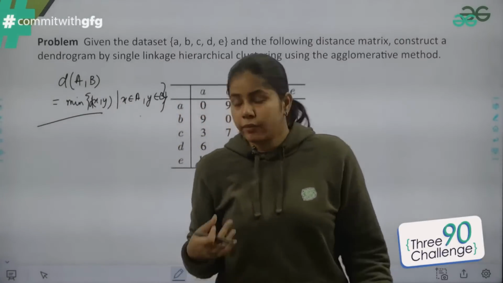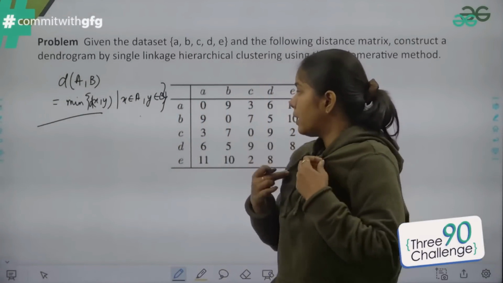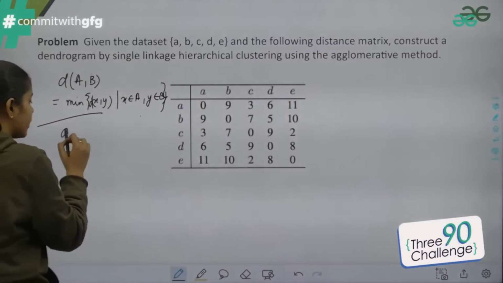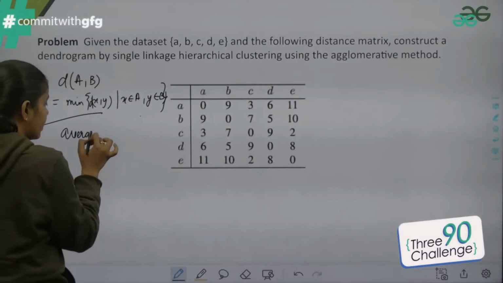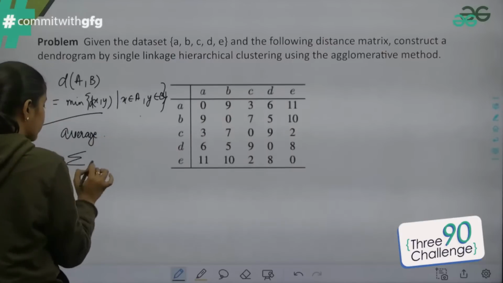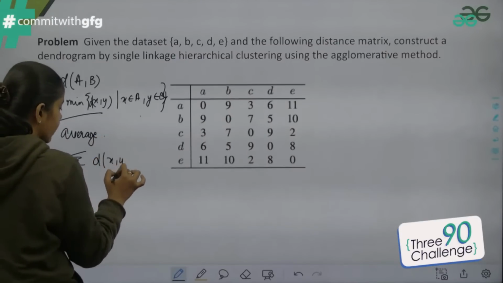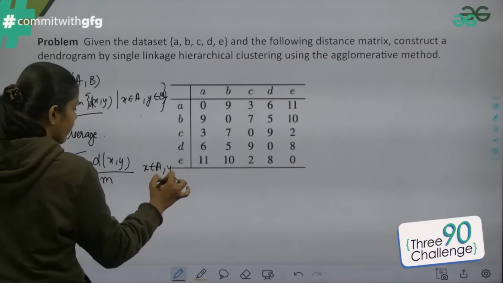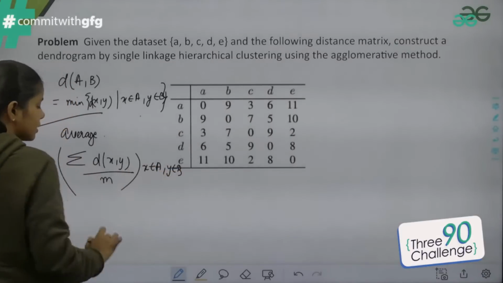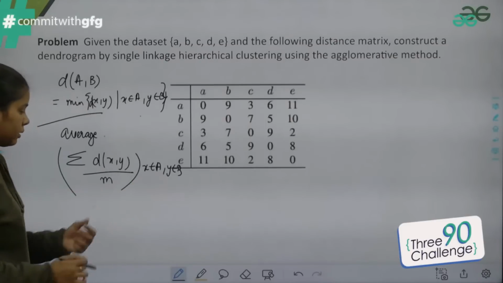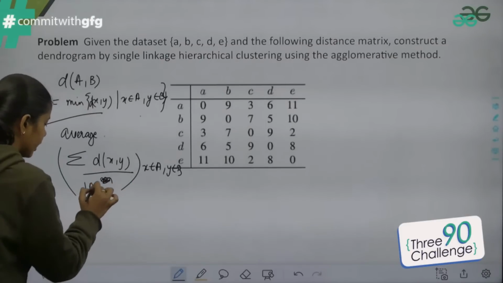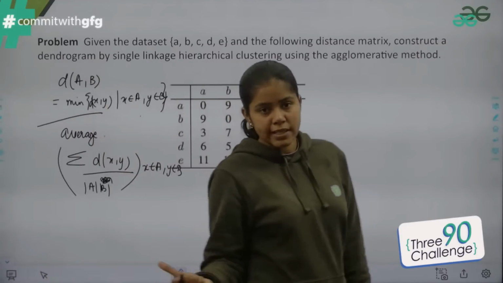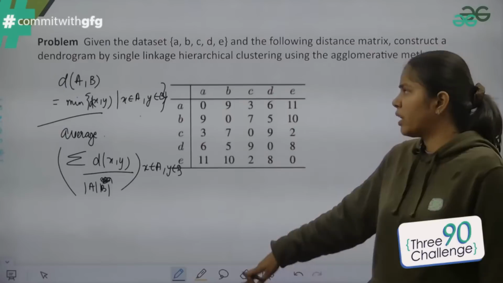And there is another method, which is average linkage clustering or mean linkage clustering, in which you will take the mean of all the distances d(x, y) divided by m, where x belongs to A and y belongs to B. Instead of m you can write the cardinality of A into cardinality of B. This is also called average linkage clustering. So just remember in case it comes.